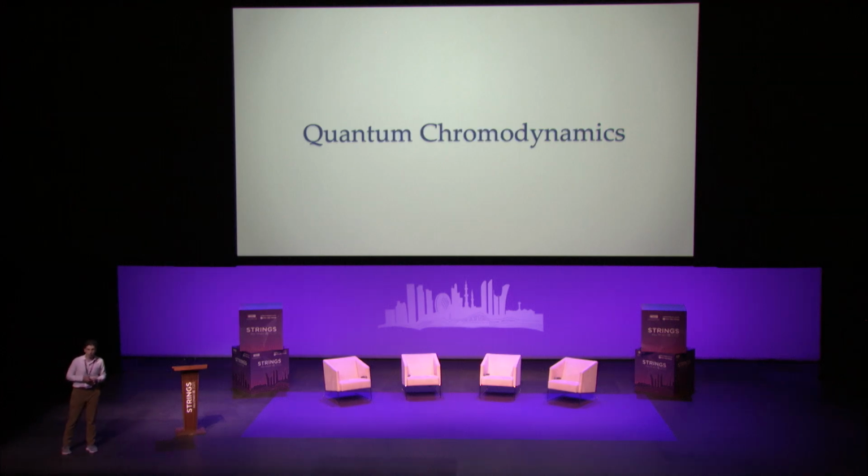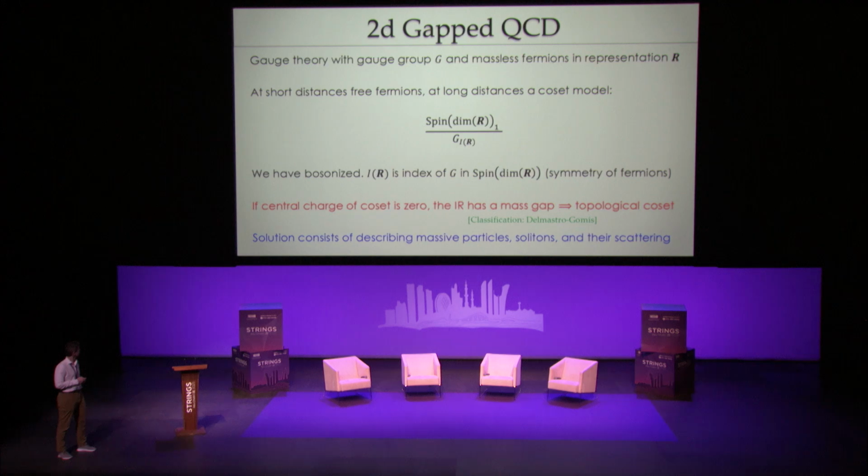Okay, integrable examples are great, but can we use symmetry to understand something new? Let me now tell you about 2D quantum chromodynamics. So, for my last example, we'll be considering gauge theory with some gauge group G and massless fermions in some representation R. So at short distances, this is a model of free fermions. At long distances, it's a coset model. The numerator of the coset, spin dimension R level 1, that's the bosonized description of the free fermions.